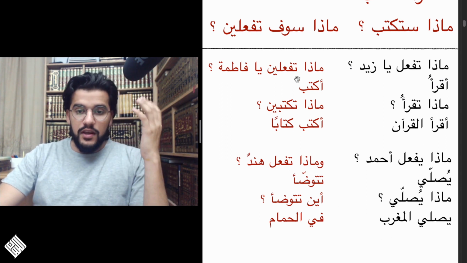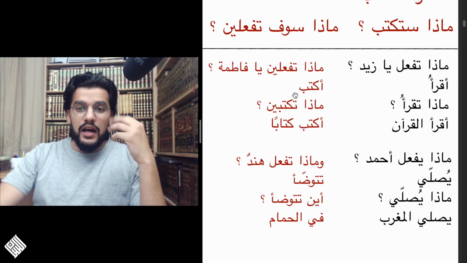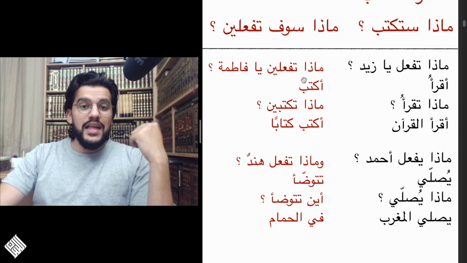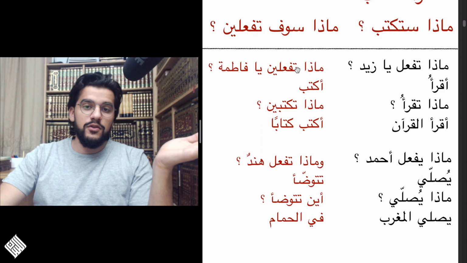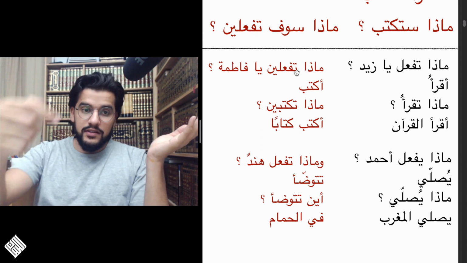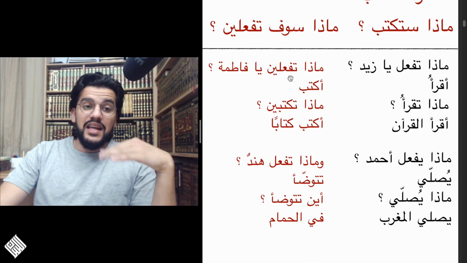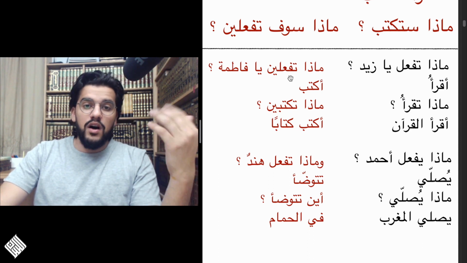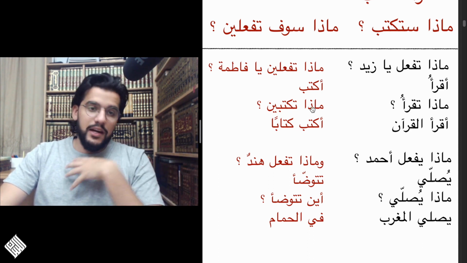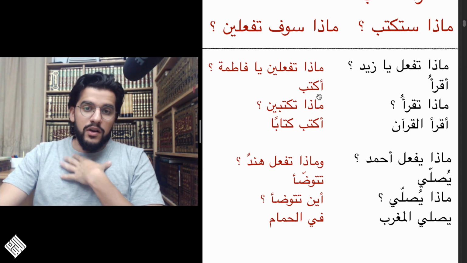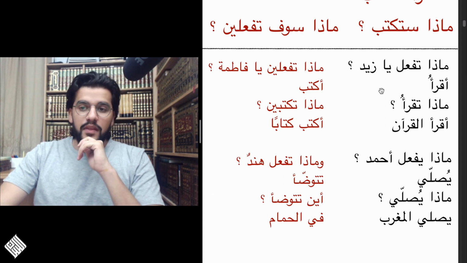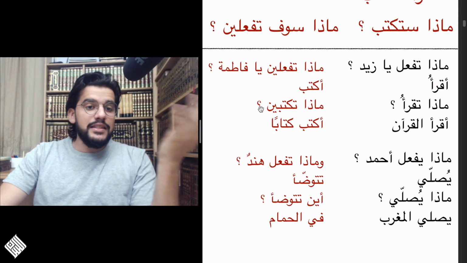Now if the conversation is between females, I would say ماذا تفعلين. Now notice I'm talking to Fatima now, directly, second person, so I added the ina. I said ماذا تفعلين يا فاطمة. What are you doing? Fatima said أكتب. Now when I'm talking about myself, I begin with a, regardless of my gender, doesn't make a difference. أقرأ أو أكتب. She said ماذا تكتبين.